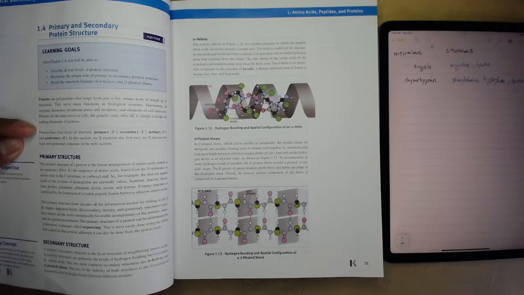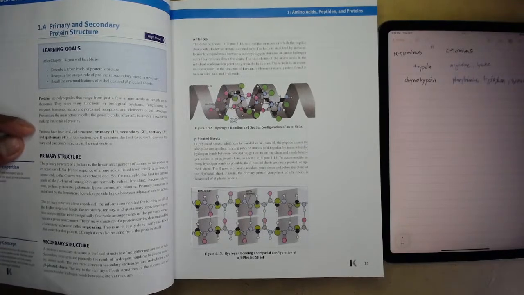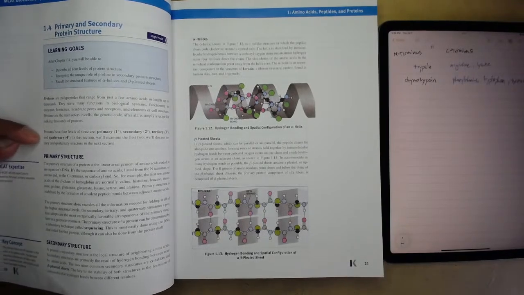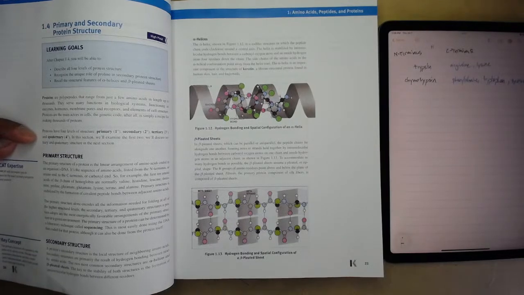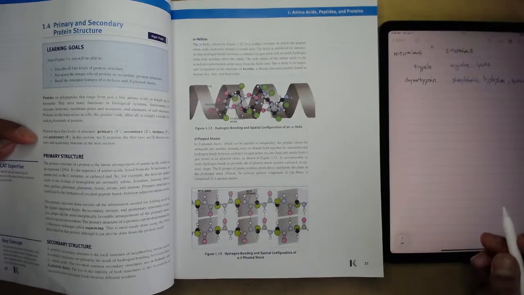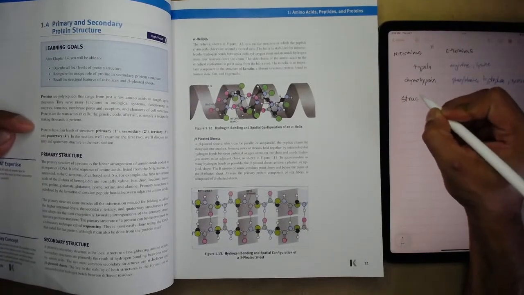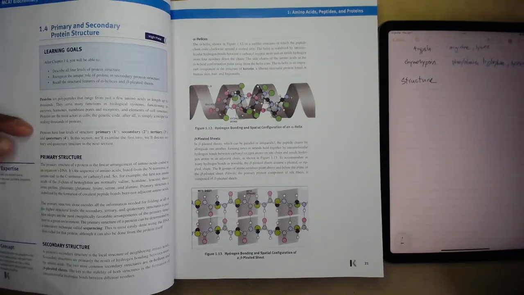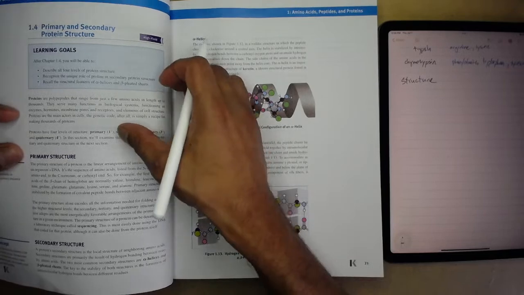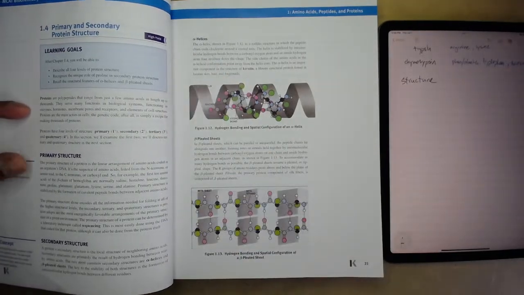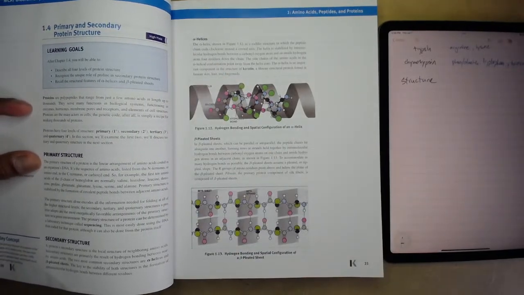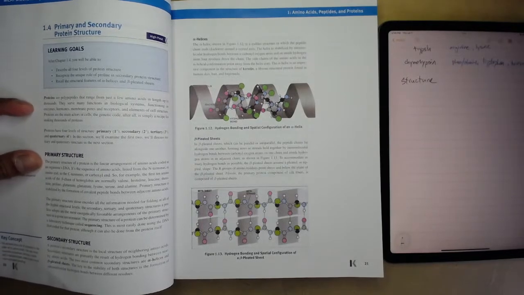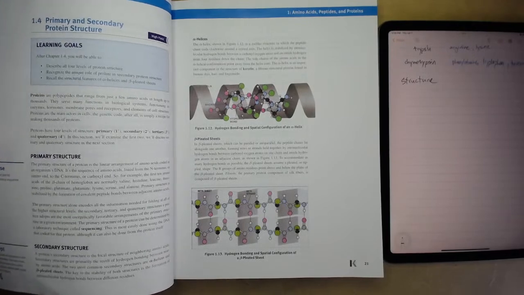Proteins have 4 levels of structure: primary, secondary, tertiary, and quaternary. In this section, we'll examine the first 2. We'll discuss tertiary and quaternary structure in the next section. So let's just write down structure. Primary structure of a protein is the linear arrangement of amino acids coded in the organism's DNA. It's the sequence of amino acids listed from the N-terminus or amino end to the C-terminus or carboxyl end.